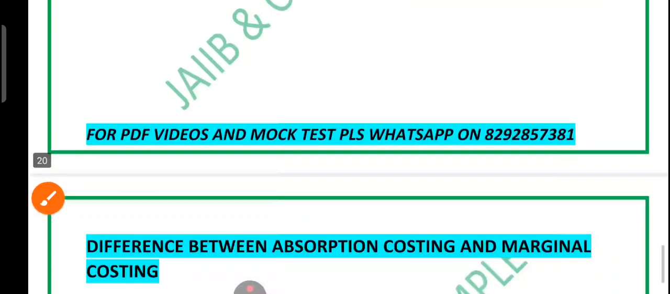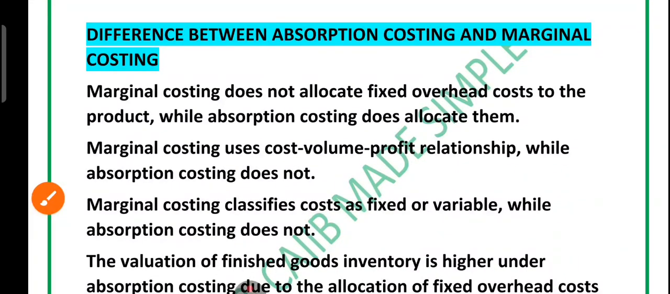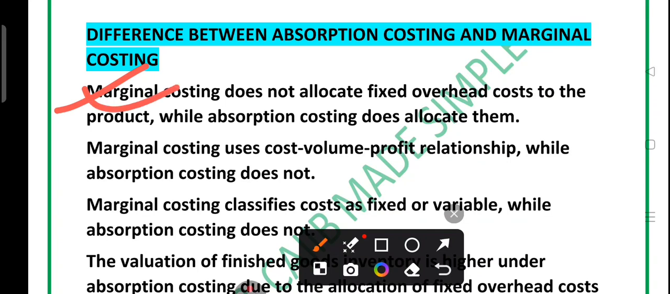Now friends, let's talk about the difference between absorption costing and marginal costing. Let's quickly wrap this up by clearly seeing the difference between marginal and absorption. First point, in marginal costing we do not allocate fixed overhead to the product, but in absorption costing fixed overheads are distributed across all the units. I hope this is quite clear. We have explained using an example of LED. Second point, marginal costing is built around the cost volume profit relationship, meaning it helps management take decisions about pricing, production level and break even. Absorption costing does not use CVP. It has nothing to do with CVP.